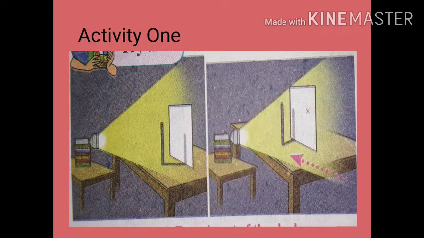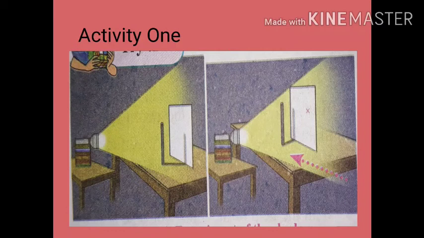Move the table along with the rod or candle from one side to the other side slowly. Observe and mark the position of the shadow that falls on the paper.